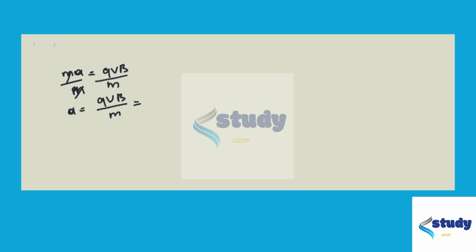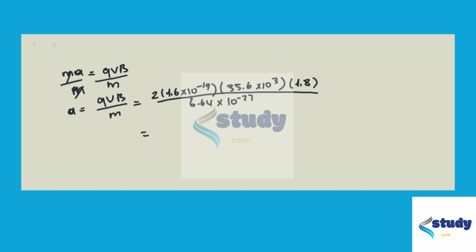Now, when we plug in the numbers, remember q was 2 times 1.6 times 10 to the power of negative 19 coulombs. v is given to us as 35.6 times 10 to the power of 3 meters per second. And the magnitude of B was 1.8. We're going to divide this by 6.64 times 10 to the power of negative 27 kilograms. What we get for acceleration is 3.088 times 10 to the power of 12 meters per second squared. This is the answer to part C, to be specific.